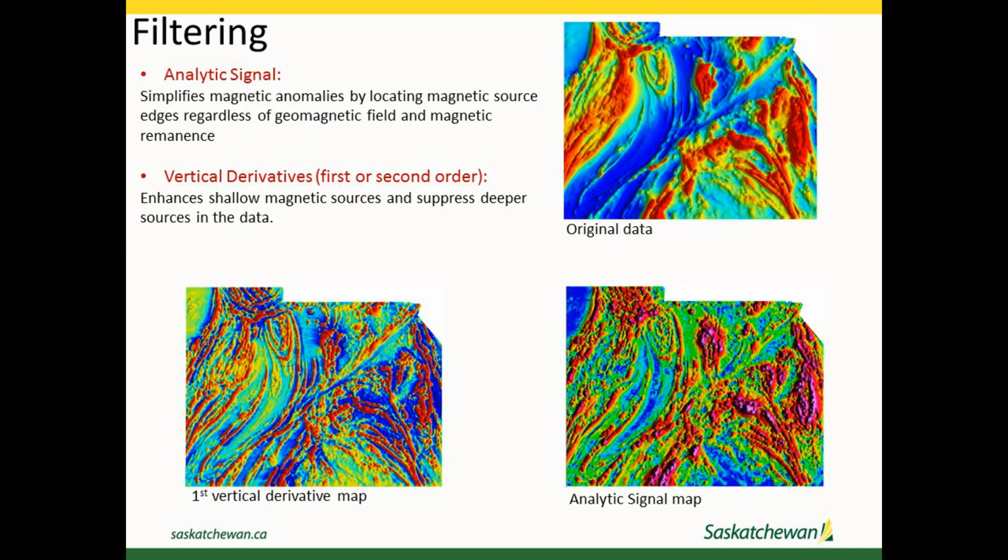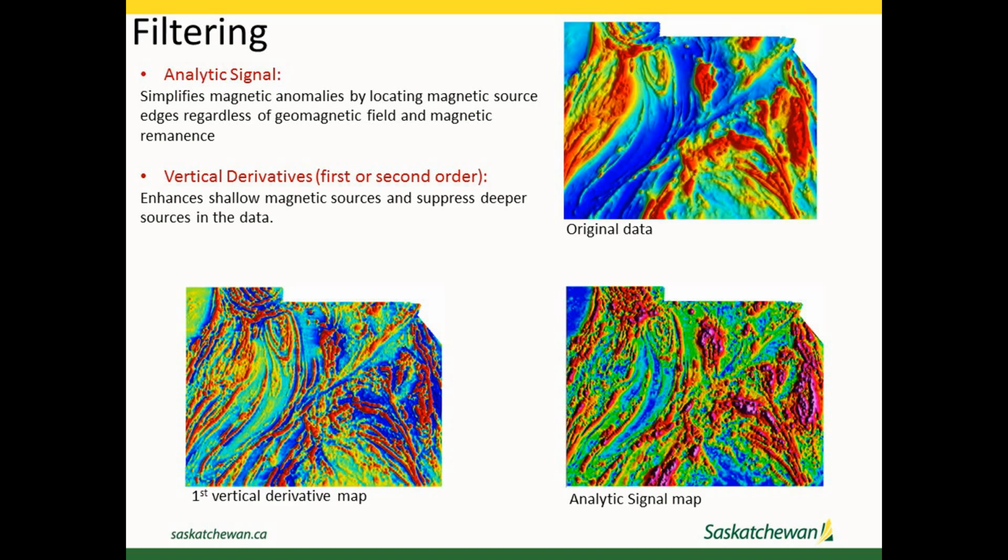Analytic signal simplifies the magnetic map by putting magnetic anomalies over the source edges. So it's easier to look at the analytic signal to locate your magnetic sources.